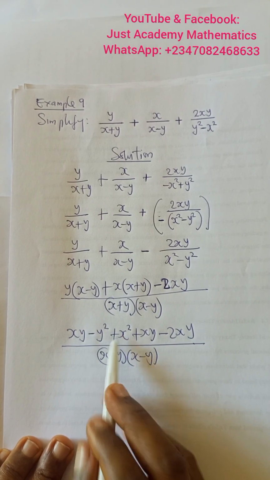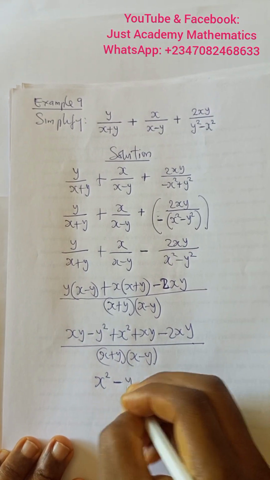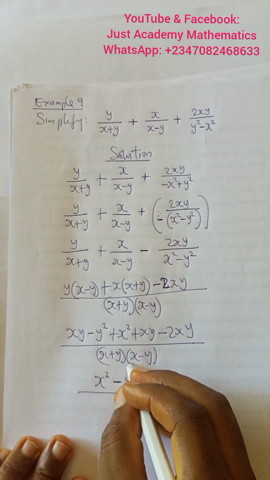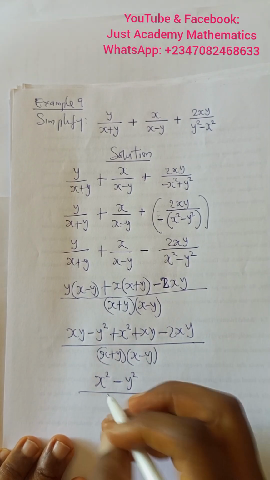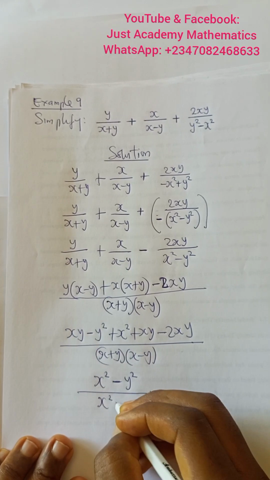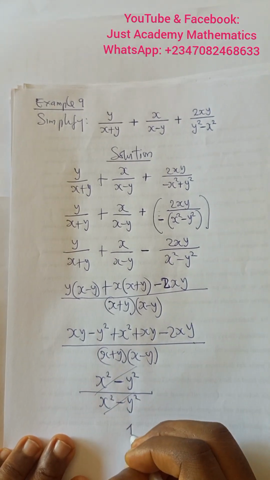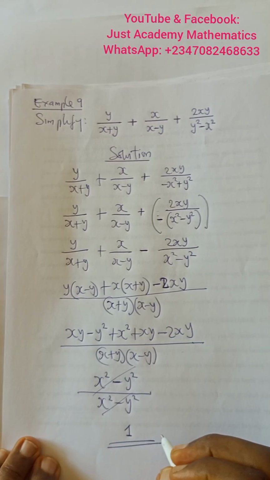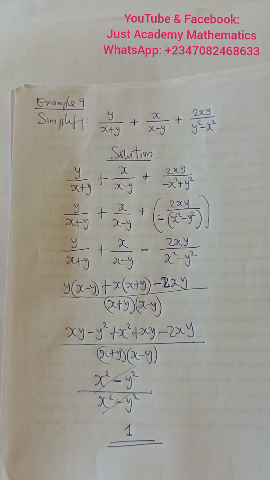And this one here means it can start with x squared minus y squared over this. And this one down is the same thing as up. This one down, you know, is the same thing as x squared minus y squared. So this can cancel this. The answer is just 1. The answer is 1. That is it for this one.